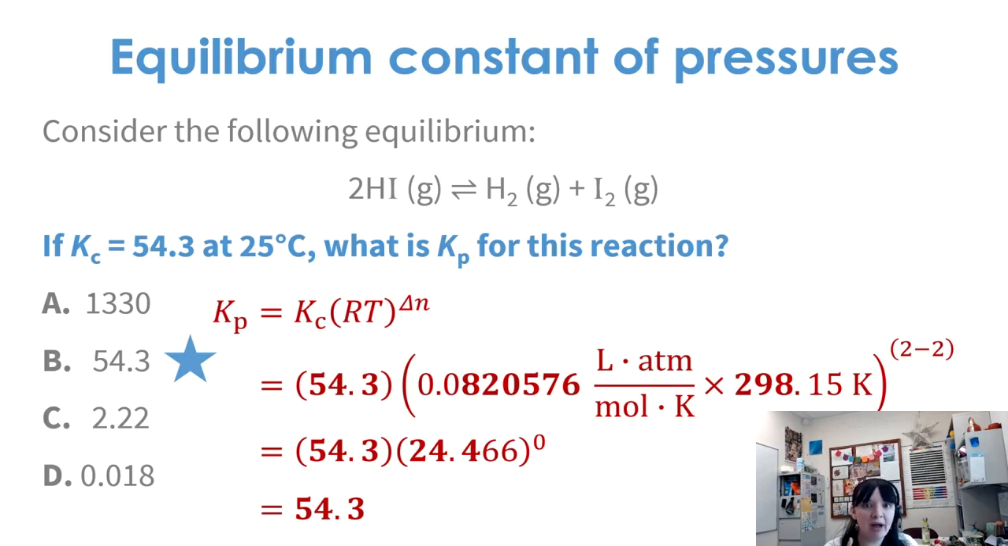Whenever we have matching molar coefficients on each side of the reaction, that is again the summed coefficients, and summed only taking the gas components of that reaction. So if any of these were solid or liquid, we would ignore them.